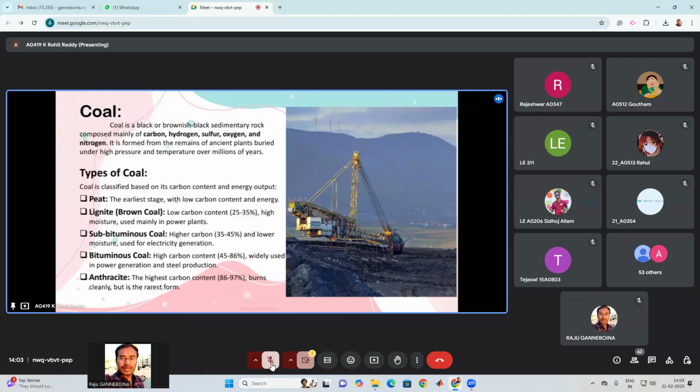First one is peat, that is the earliest stage with the lowest carbon content. Next one is lignite, brownish coal, that consists about 25 to 35% carbon. Third one is subbituminous, that consists about 35 to 45% carbon. Next one is bituminous coal, that consists about 45 to 85%. Bituminous coal is widely used for power generation and also in steel production. Anthracite is the purest form of the coal as it contains the highest content of carbon, that is 86 to 97%, burns cleanly but is the rarest form.